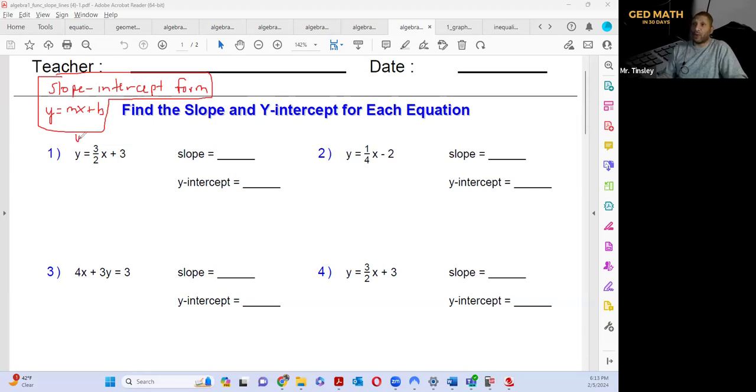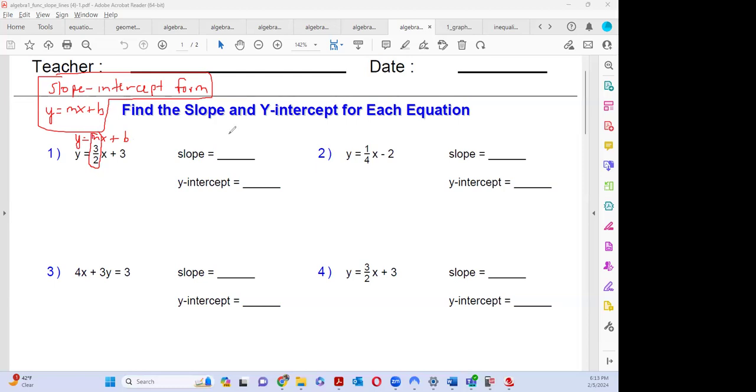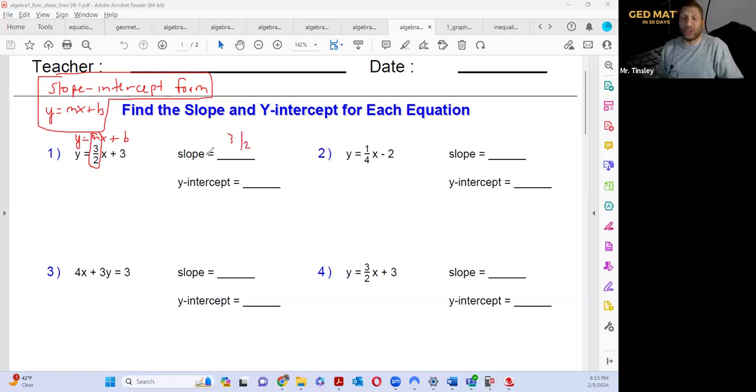So when I look at an equation like this, y equals mx plus b, this makes it easy for you. This is why it's called slope-intercept, because you should be able to look at this equation and tell what the slope is. What's the slope? What's in front of the x? 3/2. My slope is 3/2.